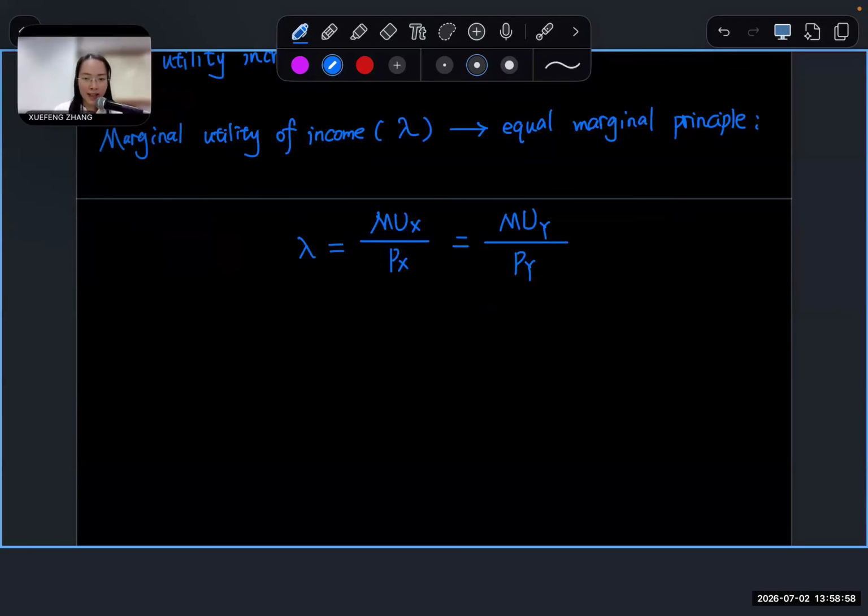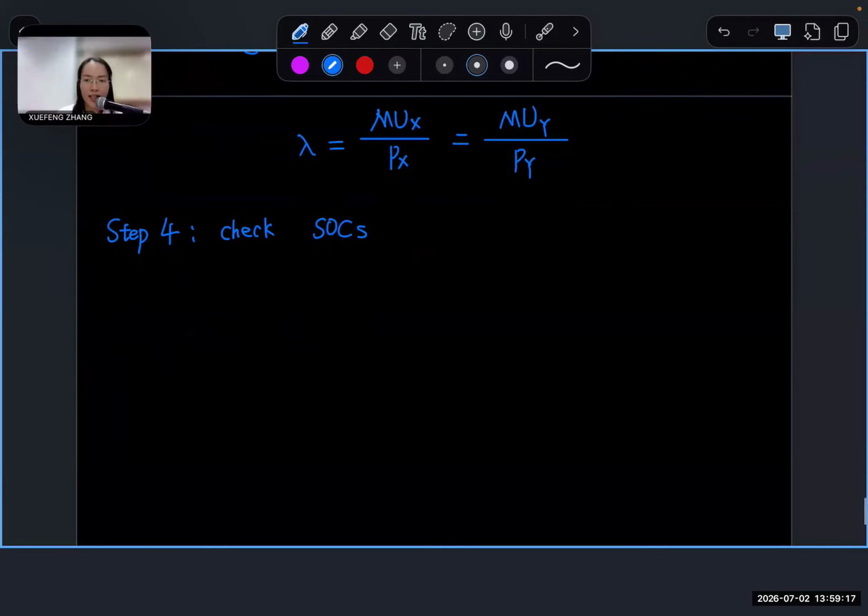Okay, the last step. Remember, we have 4 steps for the Lagrangian. Next is step 4: check second order conditions. What is the second order condition, and why do we need it?